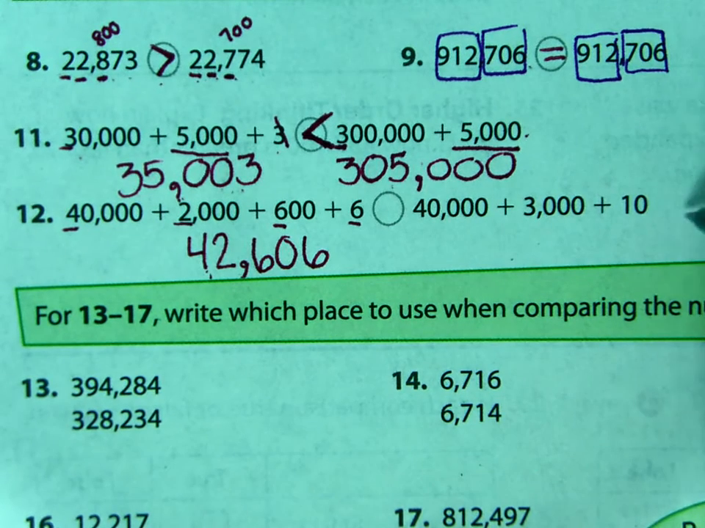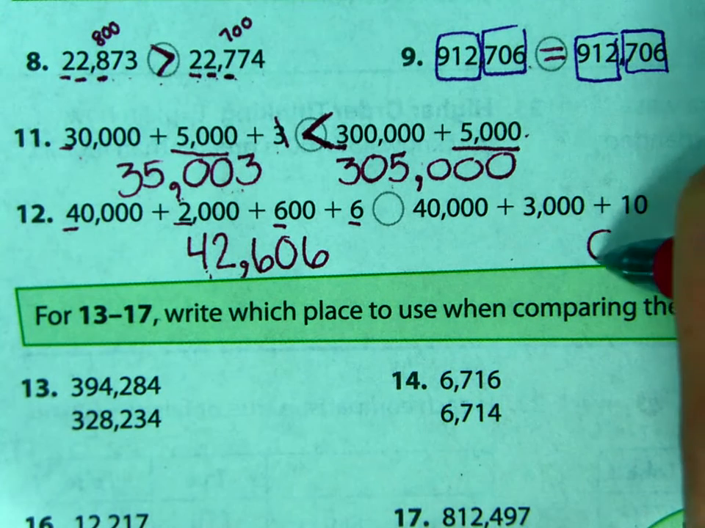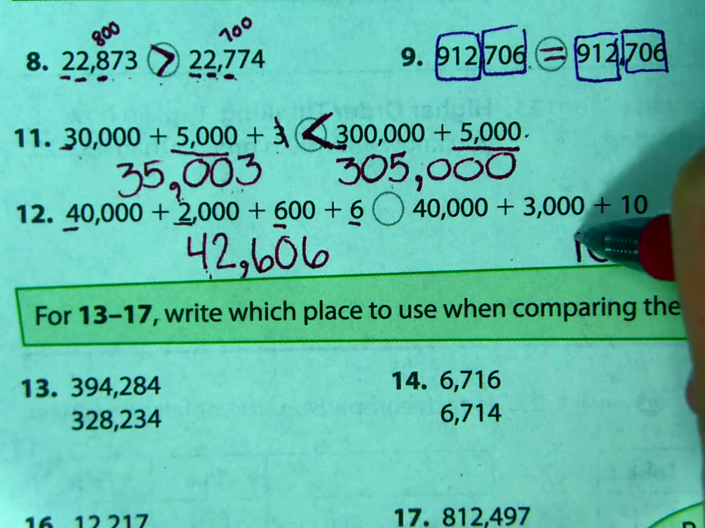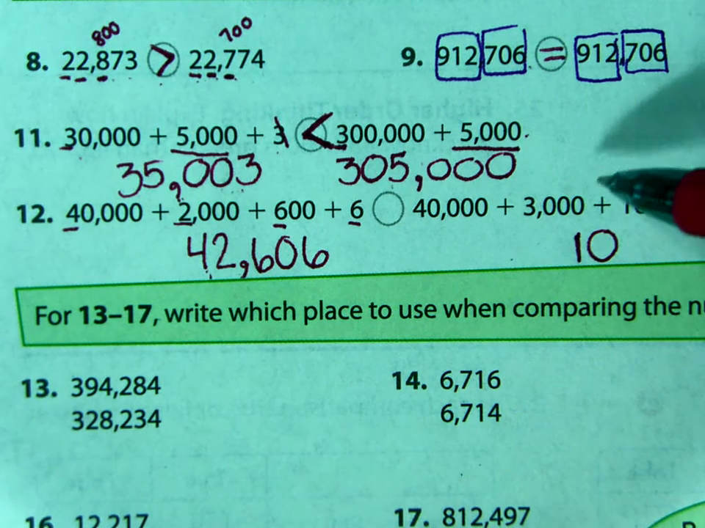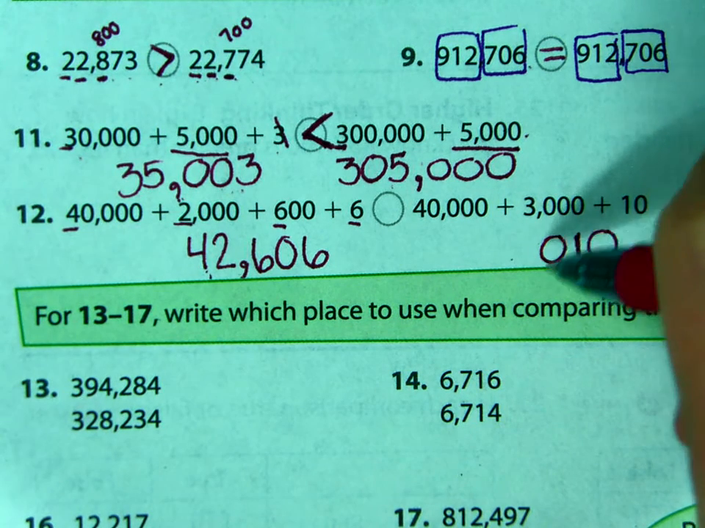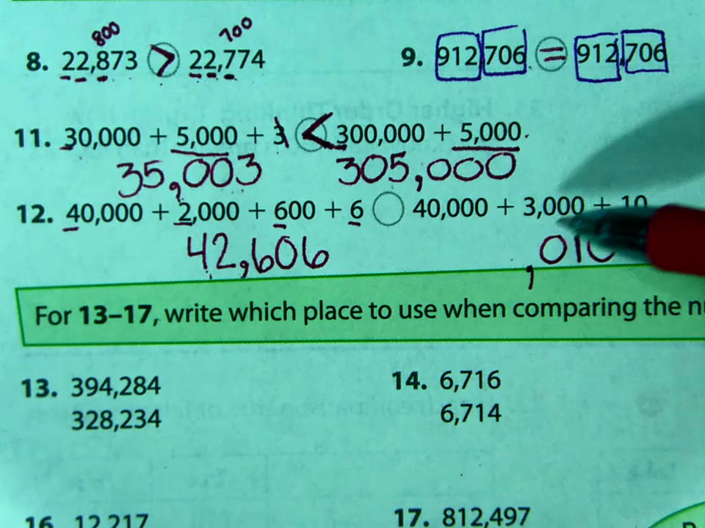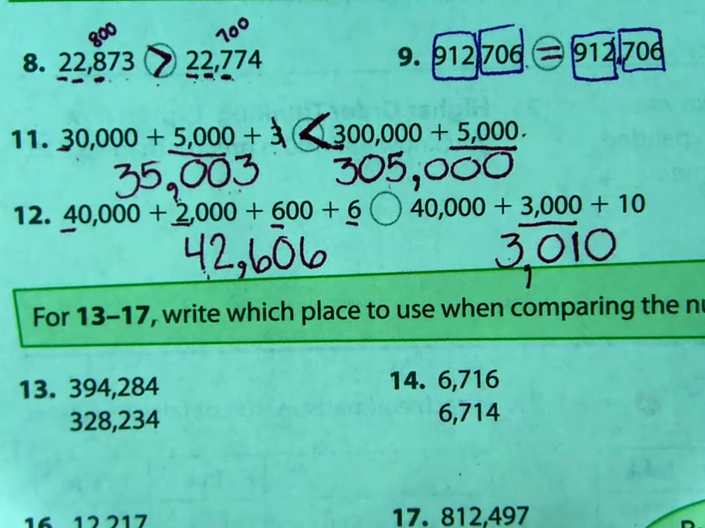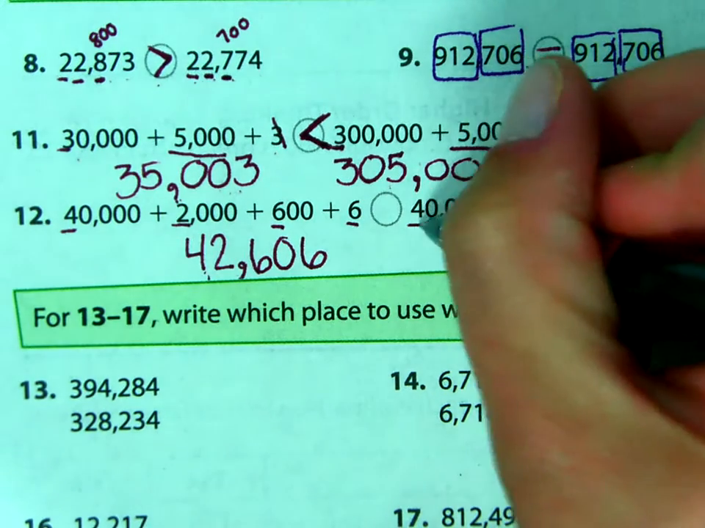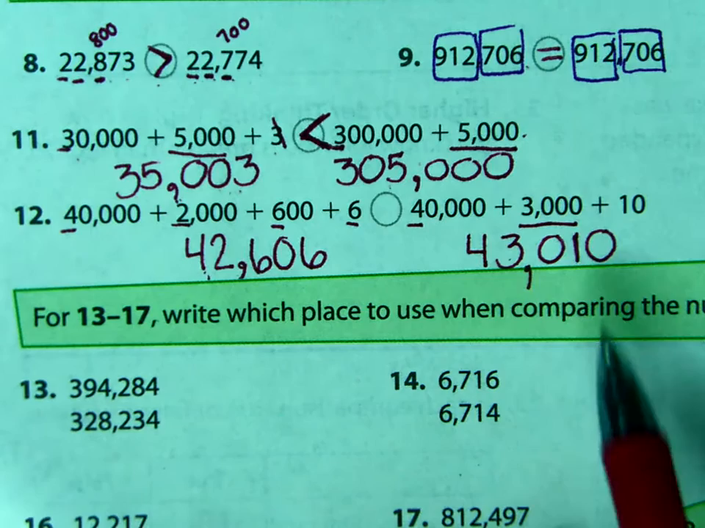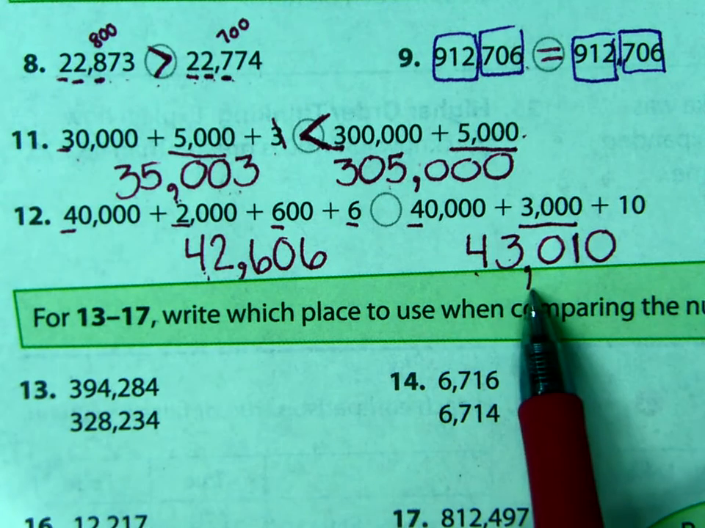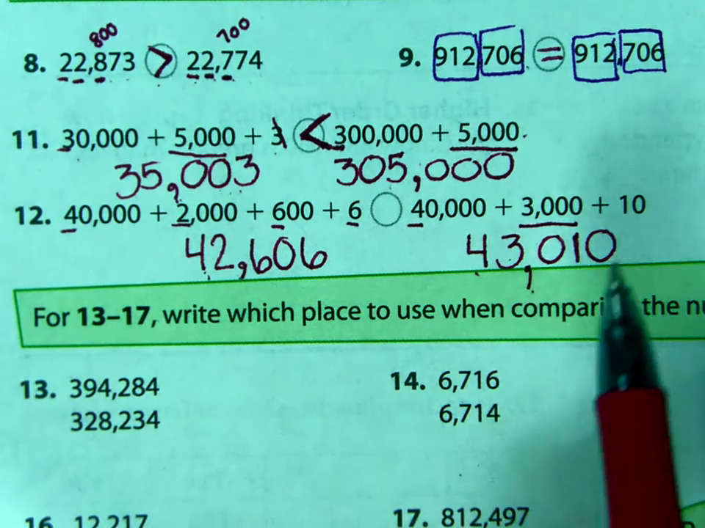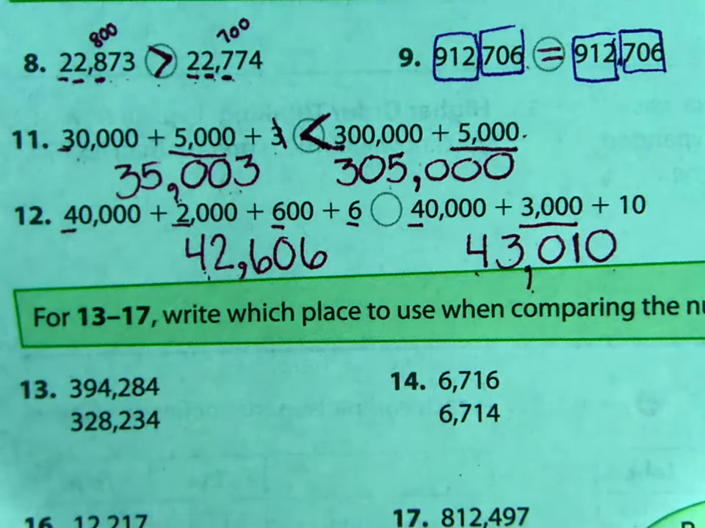I do not have a number in the ones place, so that's going to be a 0. In the tens place, I have a value of 10, so I'm going to keep a 1 right there. In the hundreds place, nothing. I need a 0. I do have the thousands represented. I need a 3 in the thousands place. And then in the 10,000s, I have a 4. This number is read 43,010. When I compare these numbers, I start with the largest, the biggest place value.